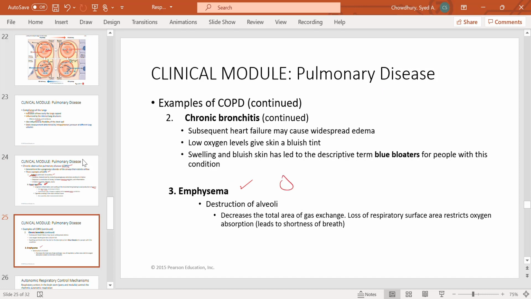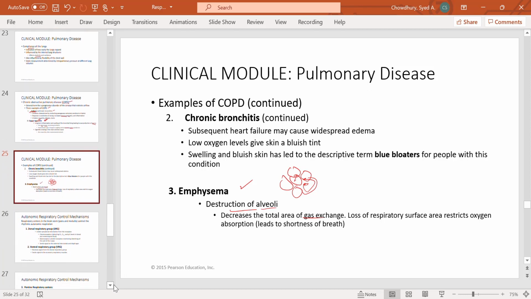Emphysema: if the walls of the alveoli are destroyed, then the total surface area of gas exchange goes down, right? So that is emphysema. So, destruction of the alveolar wall. Okay, total surface area of gas exchange decreases, and some chemicals can do that. Smoking can also cause emphysema, so there are many factors.